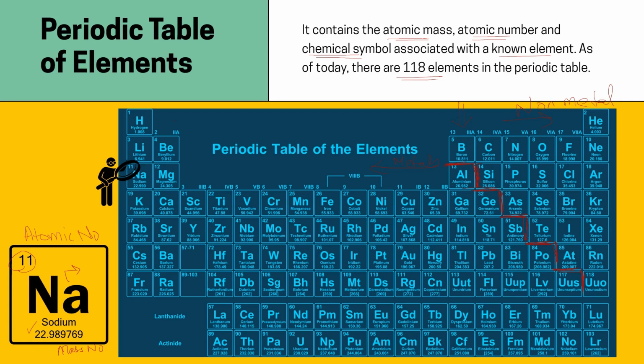So everything left of the staircase is metals, and everything right of the staircase is non-metals. So if you have a periodic table in your hand and someone gives you an element to find out whether it is a metal or not, you can just refer to this staircase, and left of that staircase will be metals and right of that staircase will be non-metals.